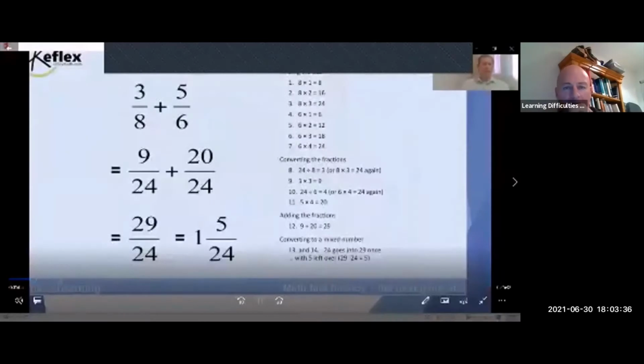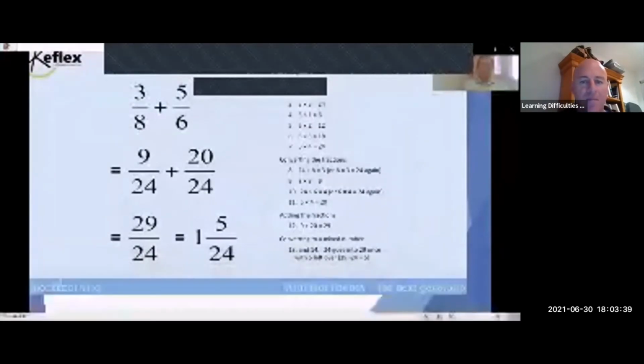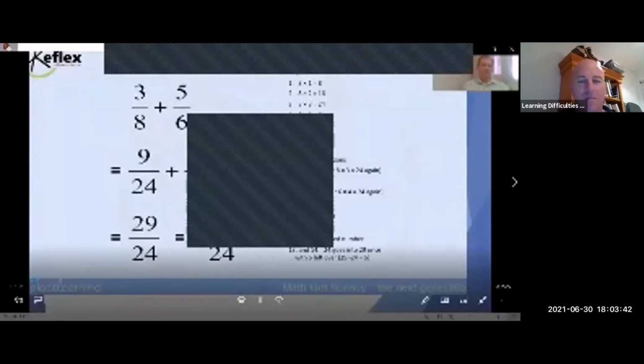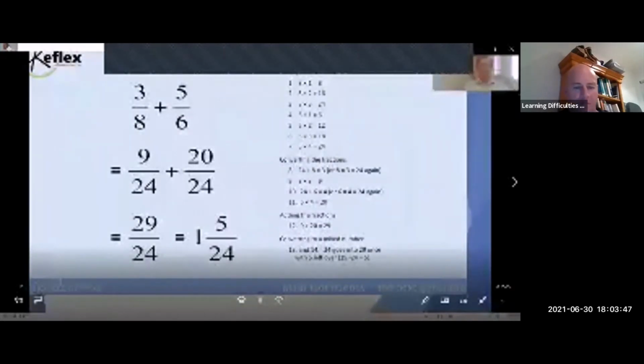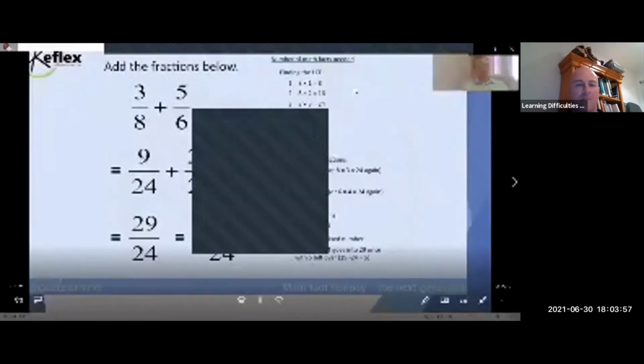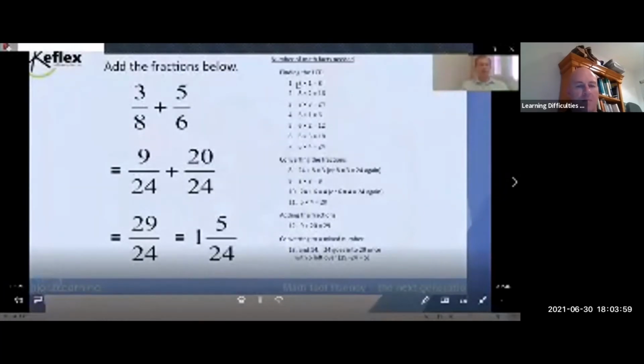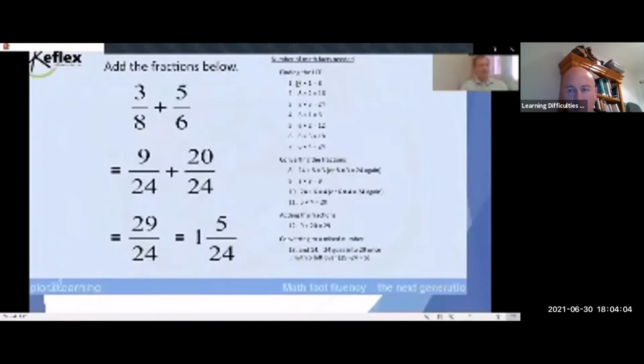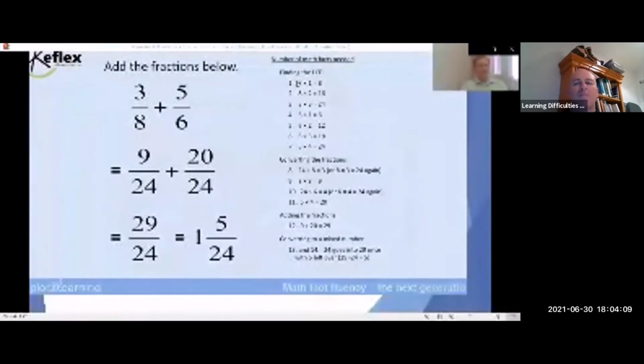So I'm just going to share a slide with you now. This slide is courtesy of Paul Chomsky from Reflex Mathematics, and he's done a lot of work with students in maths fact fluency. You can see in this very simple example of adding two fractions with unlike denominators, there are basically 14 maths facts that are needed. And as we often see in the classroom, students often get stuck at this first stage. They're unable to find the lowest common denominator as they don't know their times tables.